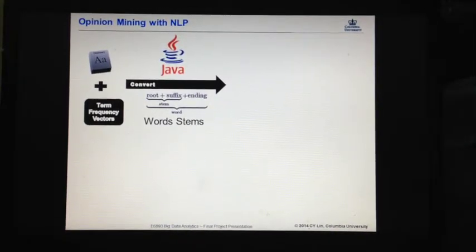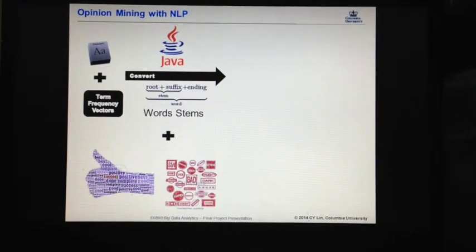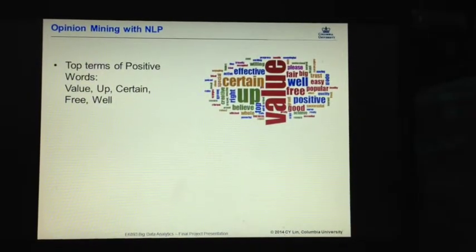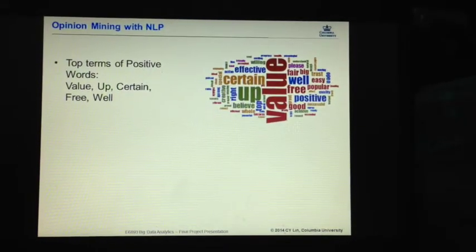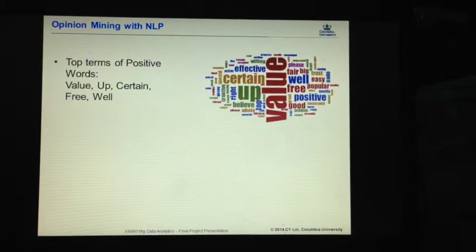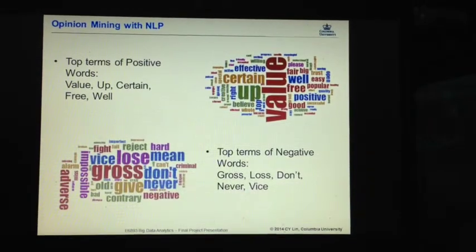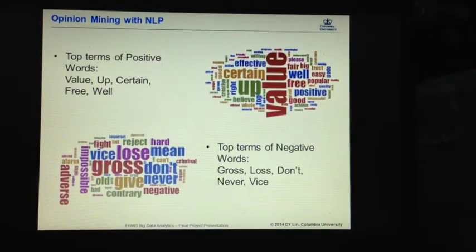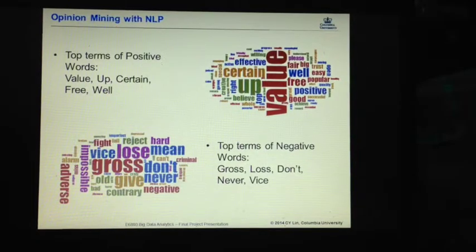During this matching, we also filter the words by positive words and negative words. Finally, we set up the opinion mining table, and then output to Excel with the news title, date, and every selected word's frequency in the news. The texts we use here range from November 6 to December 6 in 2014. The top 5 positive terms are value, up, certain, feel, well. The top negative words are grows, lose, don't, never, and wise.